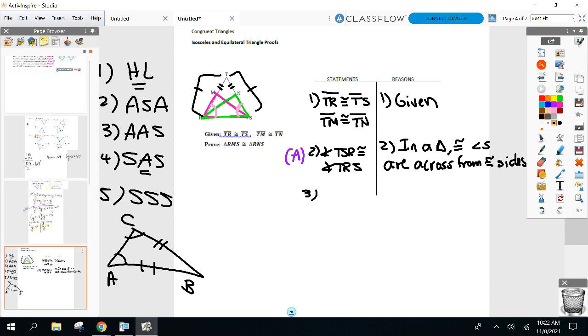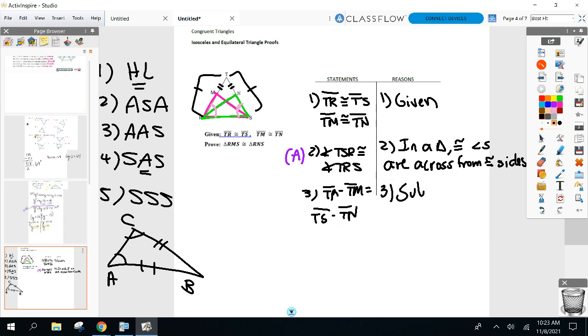TR minus TM equals TS minus TM. Little subtraction from the givens. Everyone see, if I take TR minus TM, I get a full side, MR. I'll do the same on the other side of the triangle. So TR minus TN equals TS minus TN. Good work.